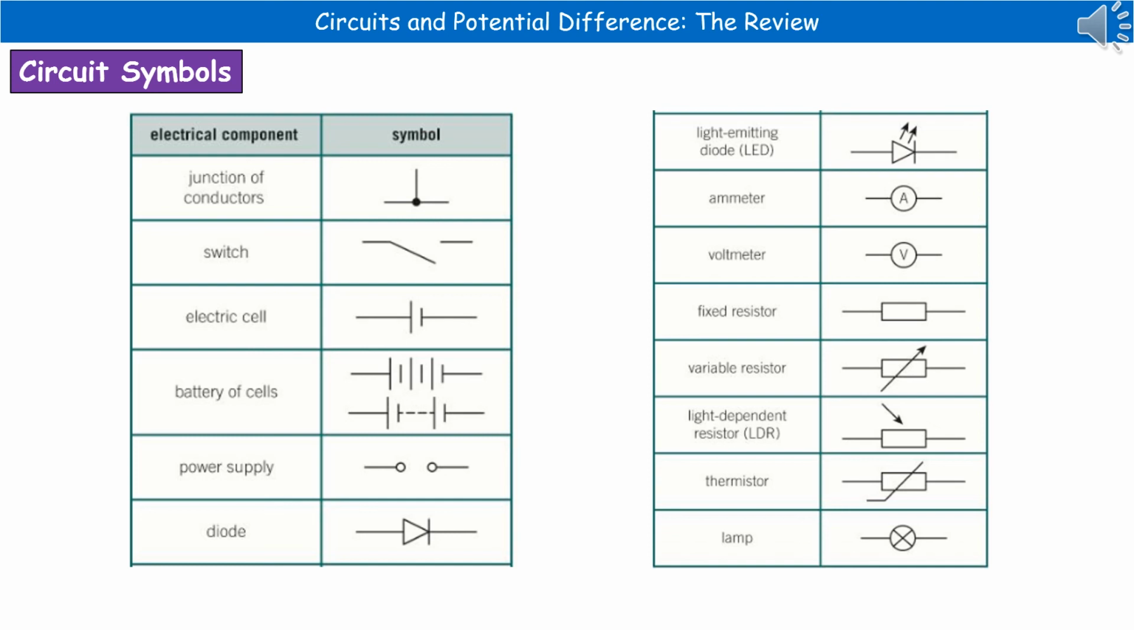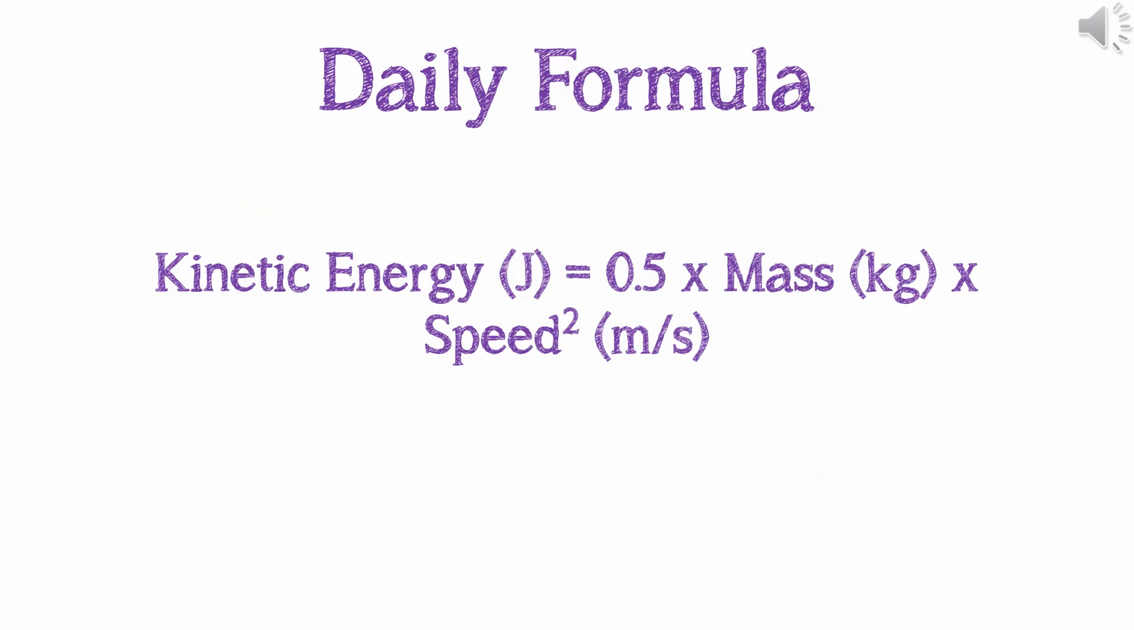Your lamp, a circle with a cross in. Your diode is the triangle going into a line, and your light emitting diode exactly the same, just with two arrows pointing out to represent our light. When you're drawing any kind of a cell, the long line is the positive and the short line is the negative. Final reminder of our daily formula: kinetic energy in joules is 0.5 times the mass in kilograms times the speed squared.